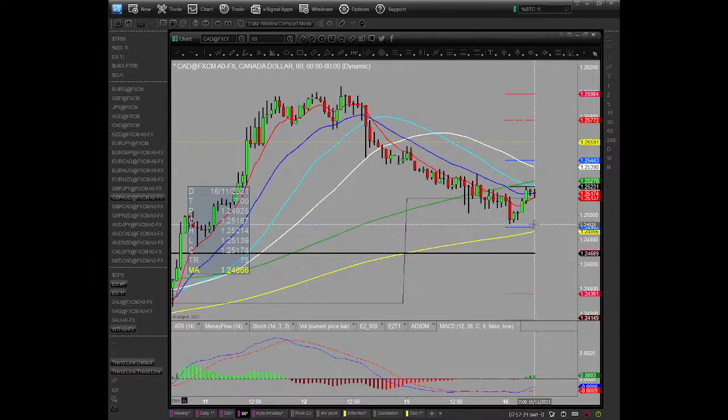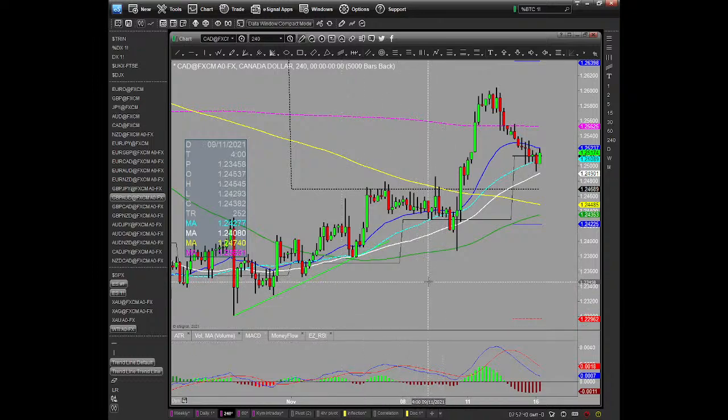It could roll over, but I'm only looking at the Canadian dollar on the bigger time frames. I don't really like day trading it. It does have one or two signals that come up okay, but there we are. Okay, there's the majors at the moment.